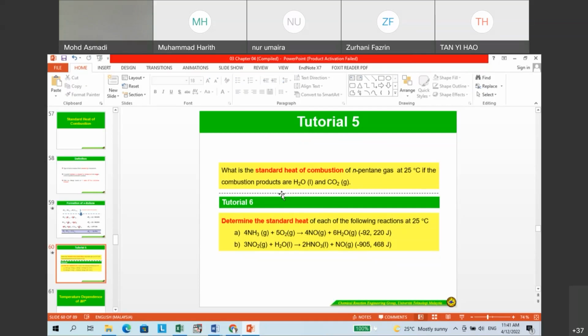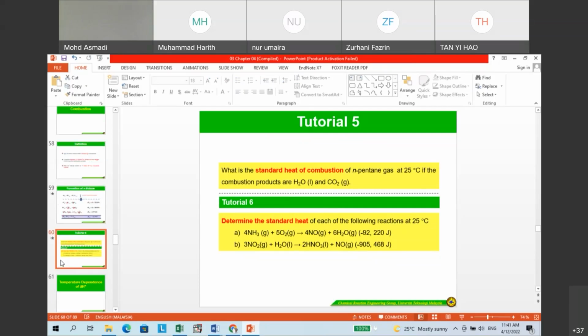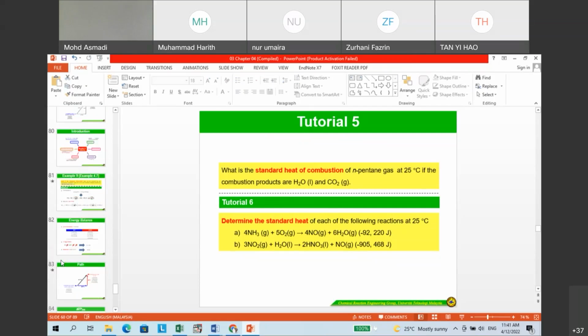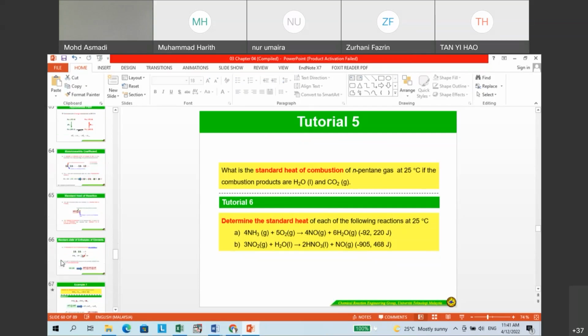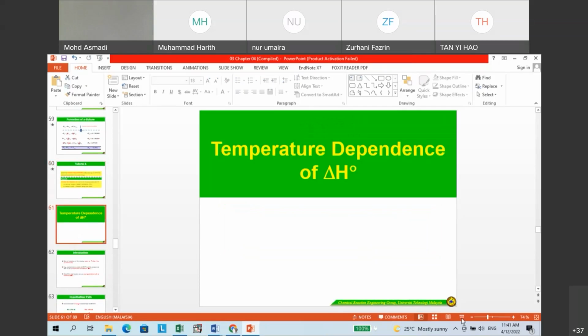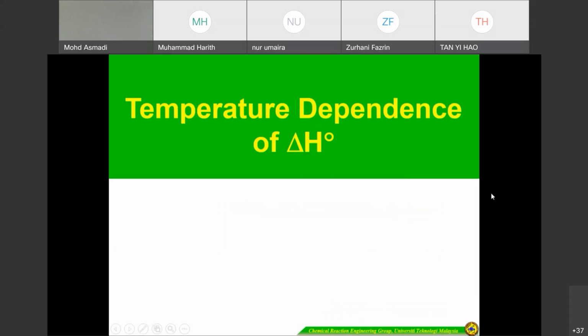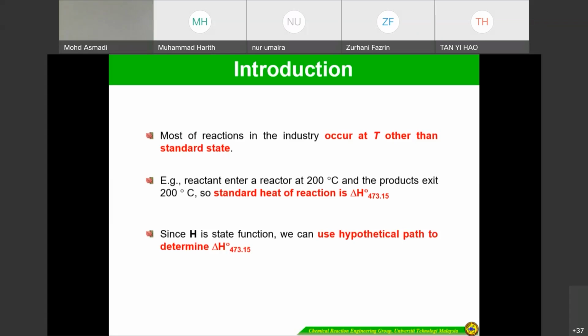We move to the temperature dependent delta H. We almost finished. This is one of the important parts after you learn about latent heat, sensible heat, heat of reaction, heat of formation, and also heat conversions. So we see the dependence on temperature. As I told you, the reaction doesn't necessarily occur at very low temperature or pressure. Most reactions in industry occur at temperatures other than standard state. You have to remember that.